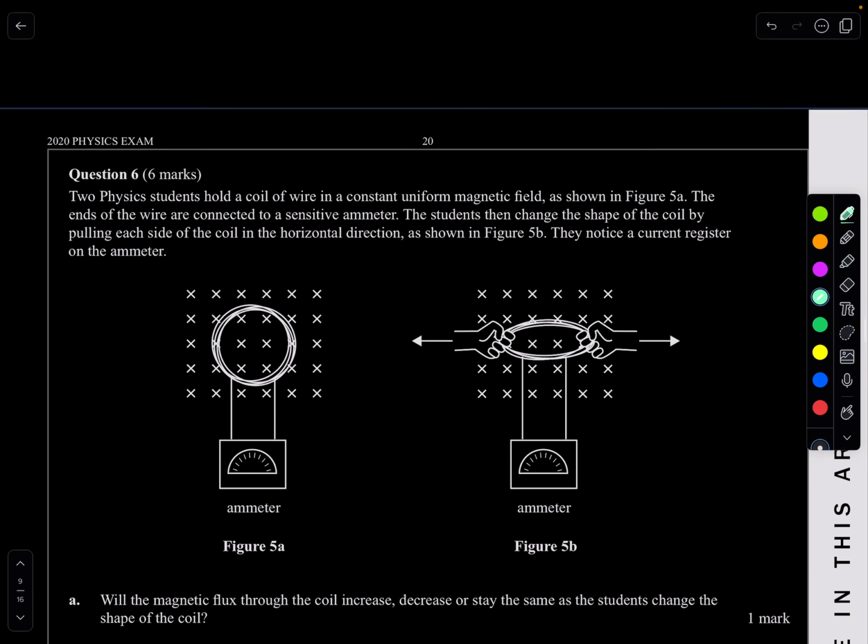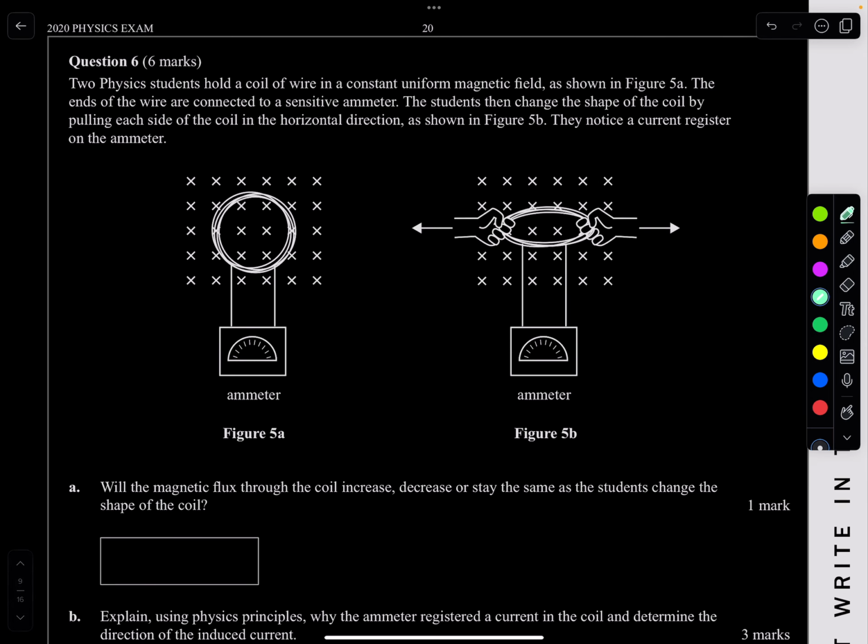All right. So now question 6. 2 physics students hold a coil of wire in a constant uniform magnetic field as shown in figure 5A. The ends of the wire are connected to a sensitive ammeter. So ammeter measures the current, of course. The students then change the shape of the coil by pulling each side of the coil in the horizontal direction as shown in figure 5b. They notice a current register on the ammeter.